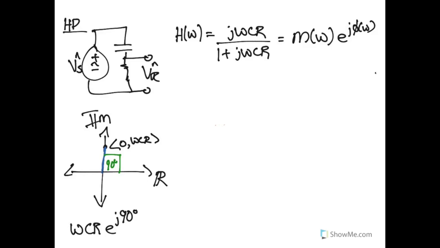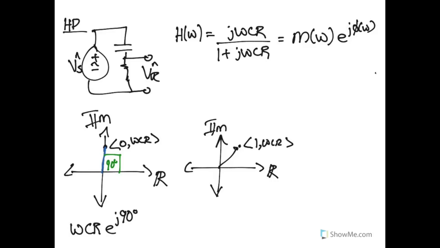In the same way, we're going to need to take the denominator and replace this. Again, if we plot this on our complex plane, this would be at the point 1, wCR. As we've seen in the previous examples, when this is turned into a polar coordinate system, this is the square root of 1 plus w squared C squared R squared, e to the j, and then the tangent inverse of wCR.